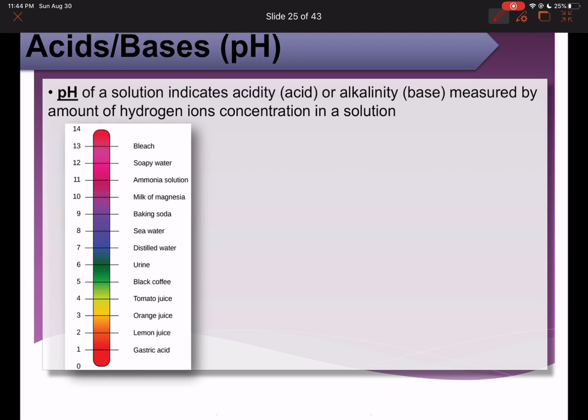pH is short for the power of hydrogen, which indicates the amount of hydrogen ions within a solution. The more hydrogen ions you have in a solution, the lower the pH value, which means it is more acidic. The fewer hydrogen ions you have, the higher the pH value, and it is considered more alkaline or basic.